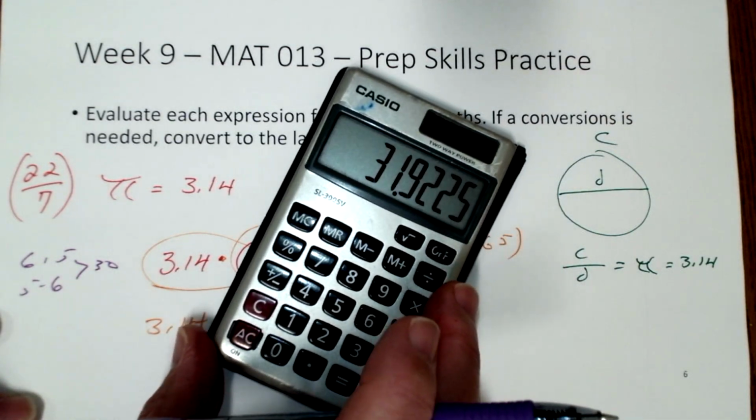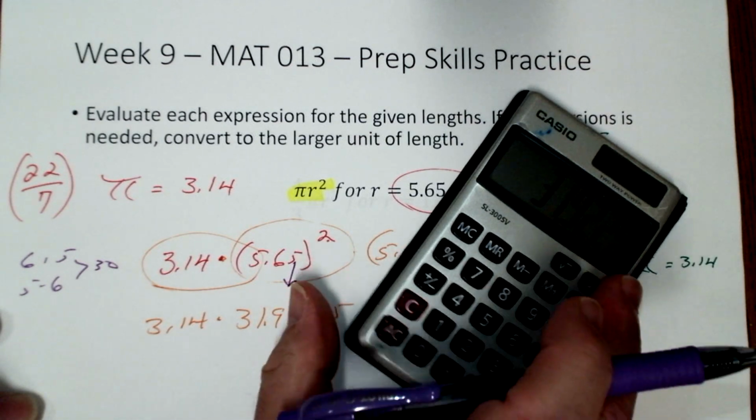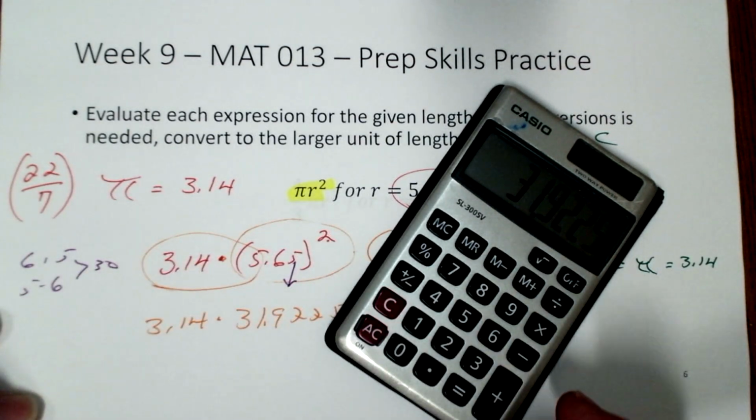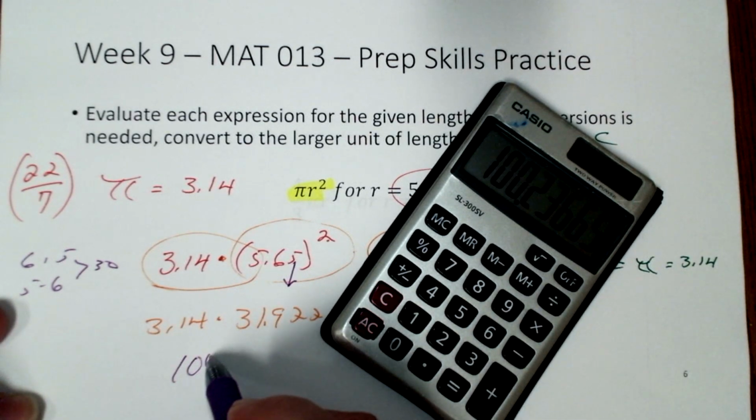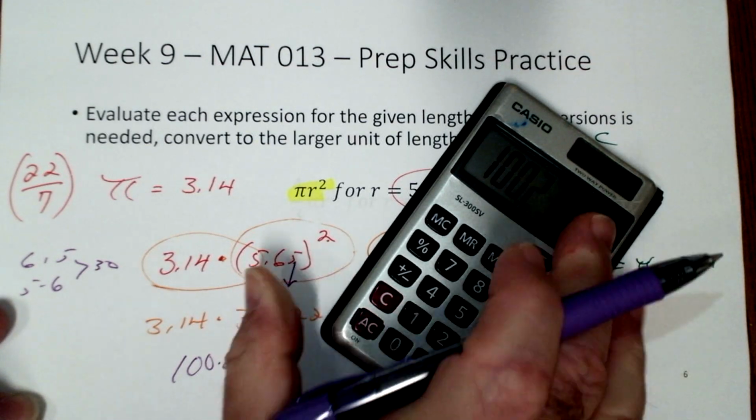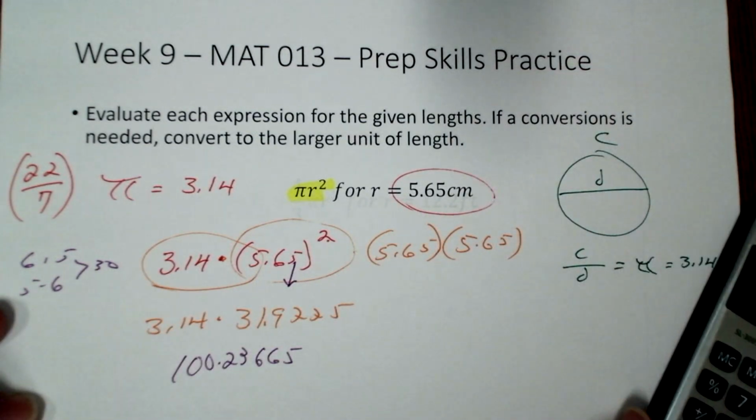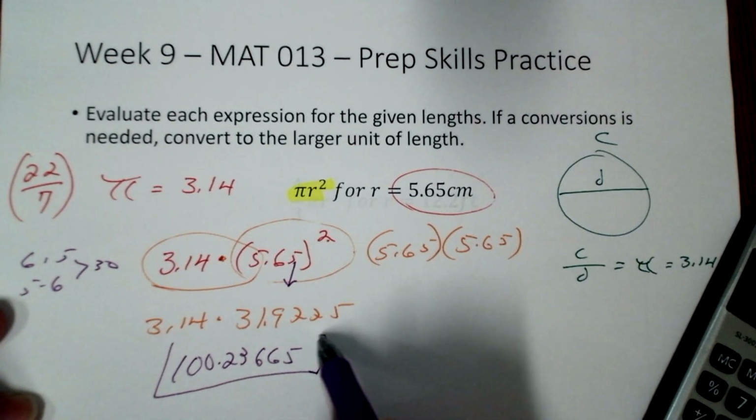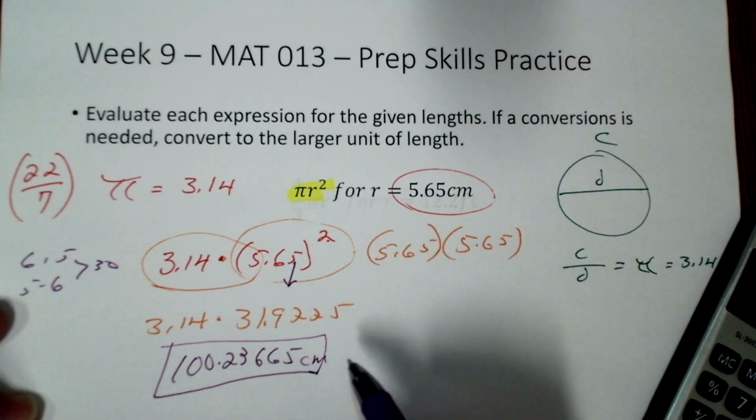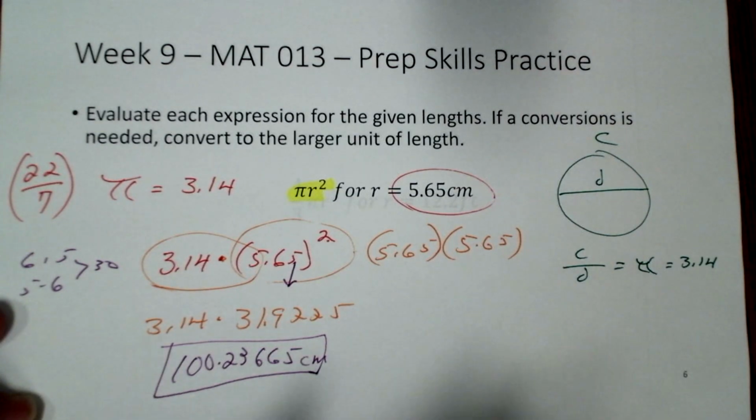That's a commutative process. So since I've already got this solution in the calculator, I'm just going to use commutative reality and just say times 3.14. And there's our answer: 100.23665. And that is the answer, that is our solution. And that would simply be in centimeters. Units of measure is centimeters. This is not squared or cubed. This is just a measure of distance.